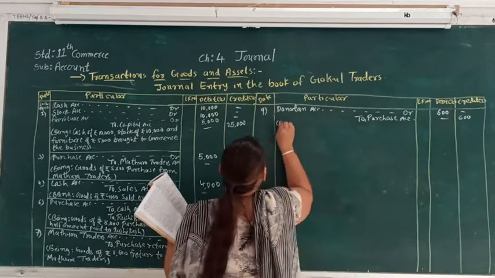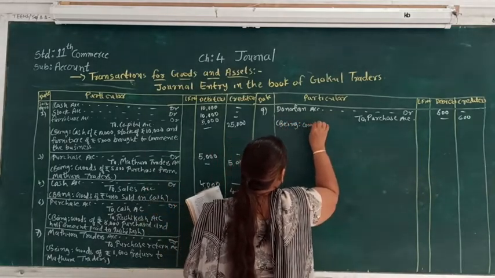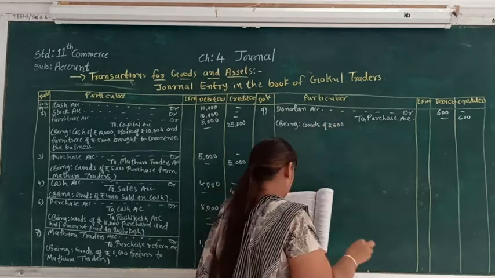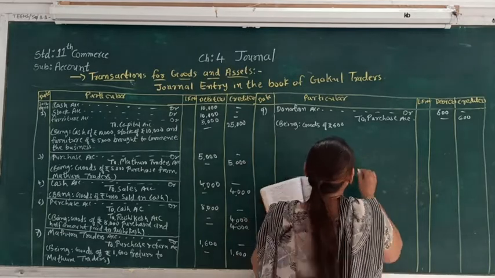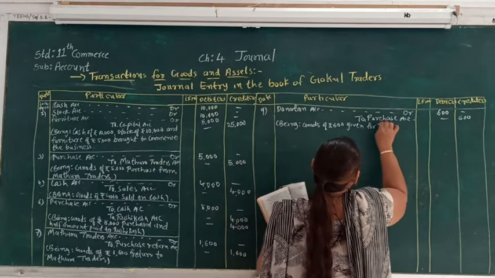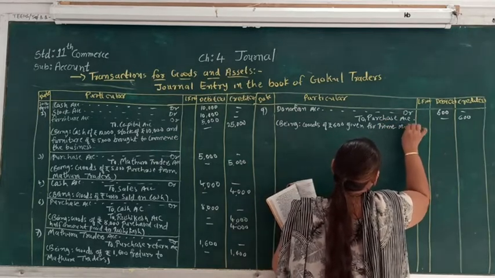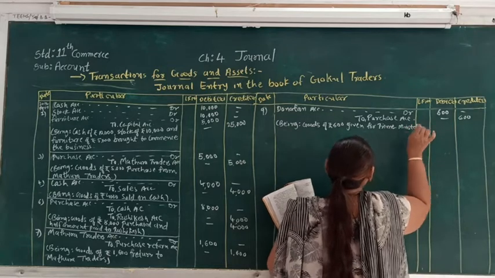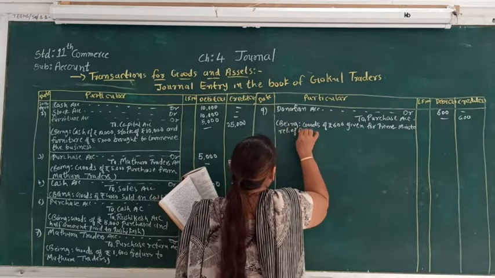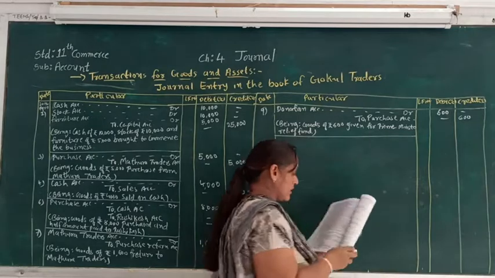Being goods of rupees 600 given for Prime Minister Relief Fund. This was the journal entry.